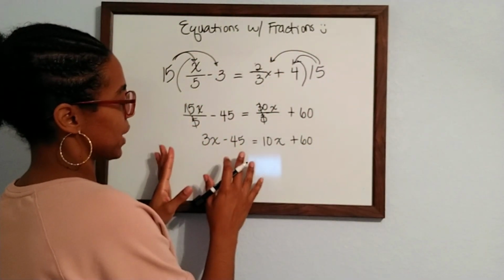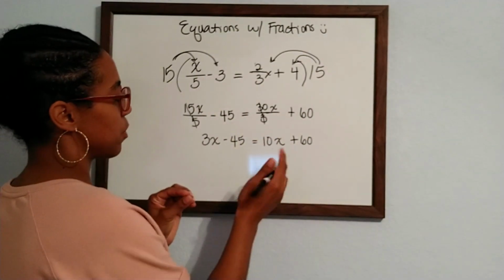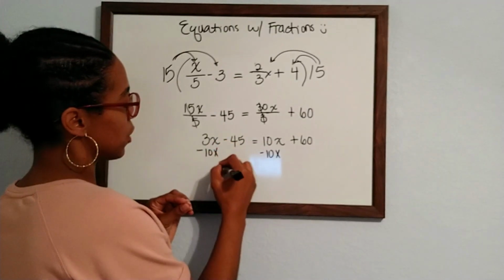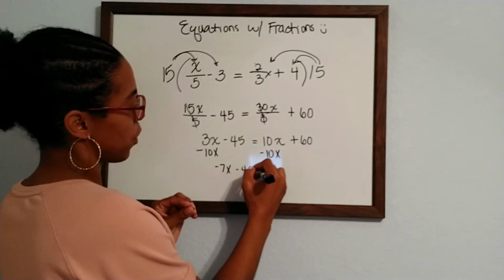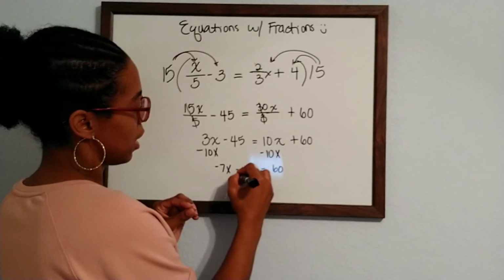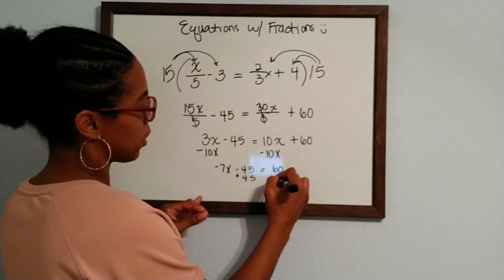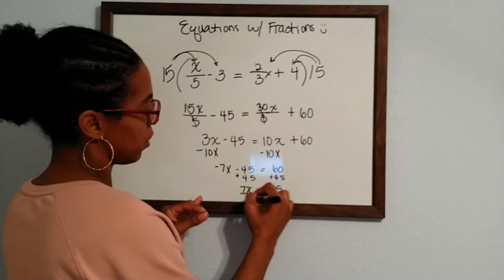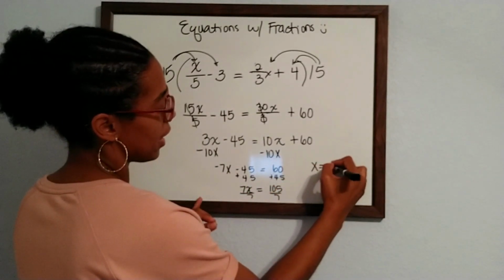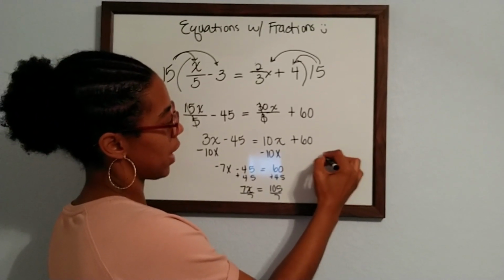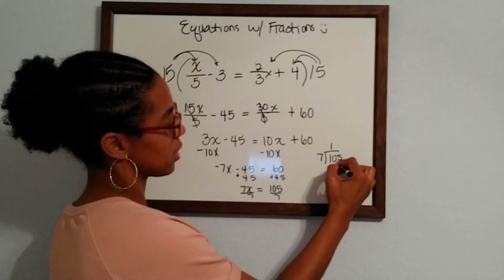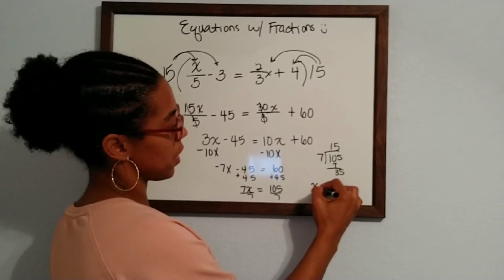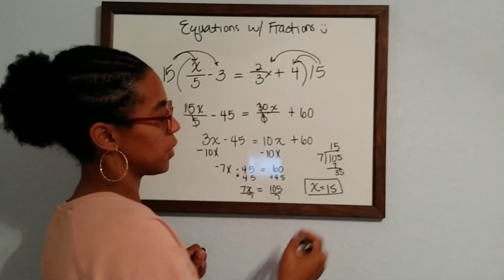I want to get all my numbers on one side. Like I said, if you want to keep it positive, move the smaller number, but I like my x's on the left side. So this will be negative 7x minus 45 is equal to 60. I'm going to add 45 to both sides. 7x is equal to 105. Divide both sides by 7. And that'll be 105 divided by 7. 7 goes into 10 once. And then 7 goes into 35 5 times. So x is equal to 15.